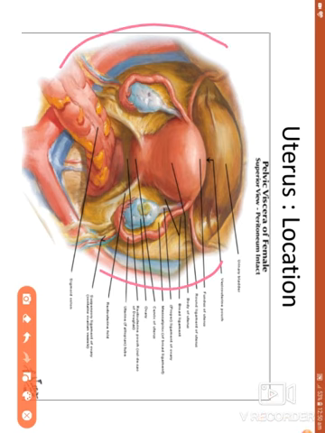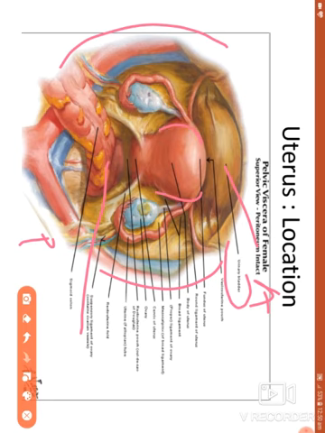What you are seeing is the superior view of the lesser pelvis. This is anterior, this is posterior. Anteriorly is the urinary bladder, posteriorly is the rectum. See, this is the uterus. From the lateral angle of the uterus comes the fallopian tube or uterine tube. Posterior-superiorly, you can see the ovary. This peritoneal fold here is the broad ligament. So it's in the lesser pelvis.